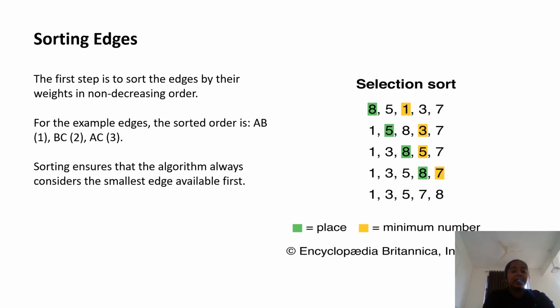Sorting edges. The first step is to sort the edges by their weight in non-decreasing order. For the example, the sorted order is AB of 1, AC of 2, BC of 2 and AC of 3. Sorting ensures that the algorithm always considers the smallest edges available first.